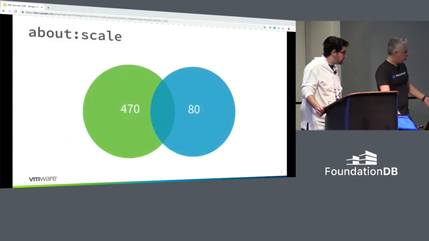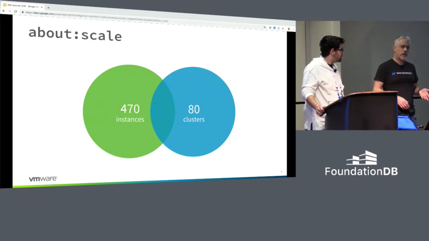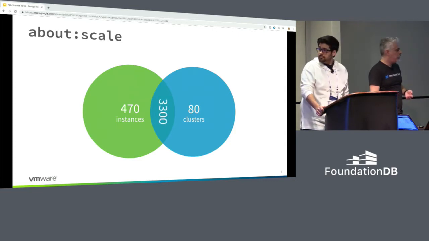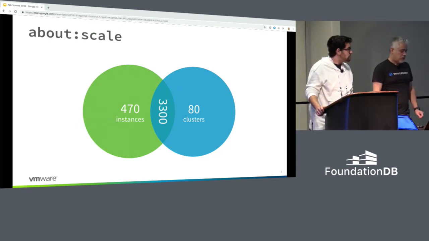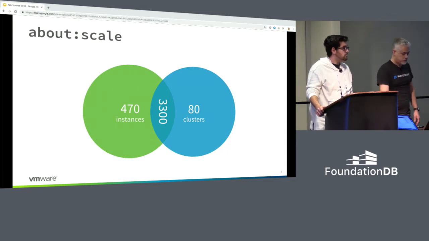So we talked about scale a little bit earlier. We run about 470 instances across 80 clusters. Some of these clusters actually span multiple AWS regions. And that, for us, is about 3,300 FDB processes. Our largest clusters often exceed about 1 million writes a second on the memory engine.